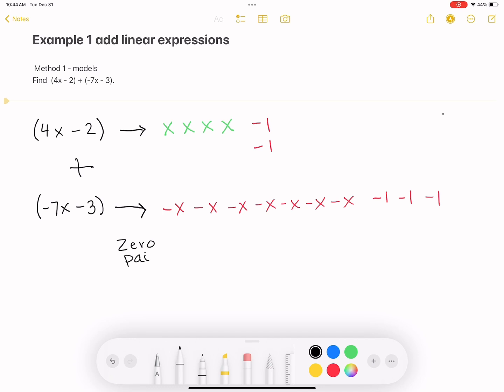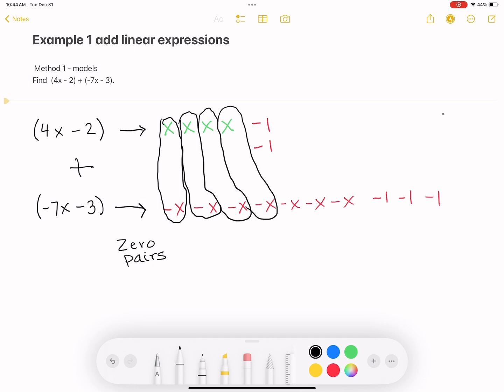So when we are adding these together, we will see that we have 4 x's that cancel each other out. So we have a pair of a positive and a negative x 4 different times. So those all get canceled out and they equal 0. Now all we have left are our negative 1's and our negative x's over here.